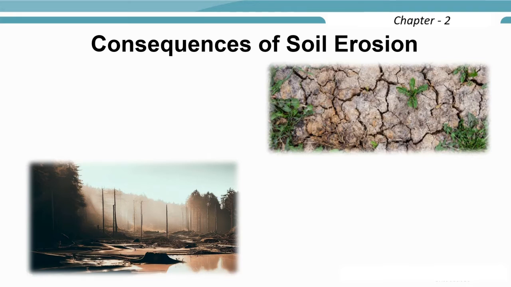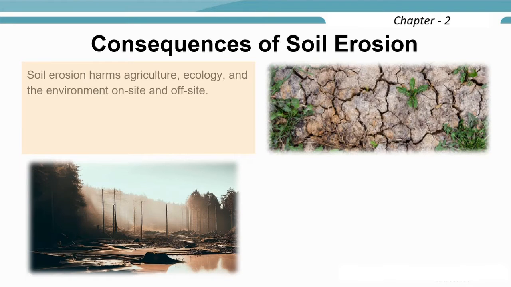What are the consequences of soil erosion? Well, it definitely harms agriculture significantly. The crops are damaged, which results in lesser productivity. It harms agriculture, ecology and environment on site and off the site.